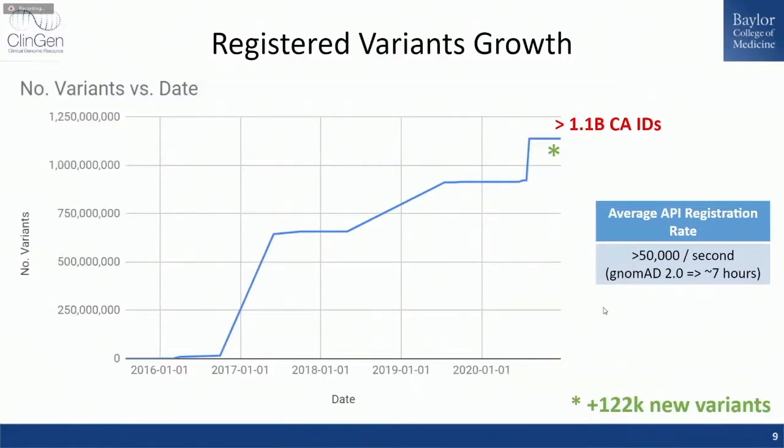So the growth over the last 5 years or so is we're up over 1.1 billion canonical alleles, and our average API registration rate is about 50,000 registrations per second. To put that in context, people are familiar with gnomAD or the scale of gnomAD. At least for version 2.0, we were able to register the whole thing in about 7 hours. And one more point about this is it looks like it's flattened out, like people aren't registering, but in this period here, over 122,000 new variants were registered. You get these large leaps when you get large data sets that are upwards of millions, 100 millions.